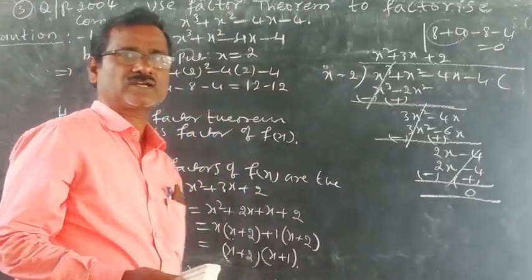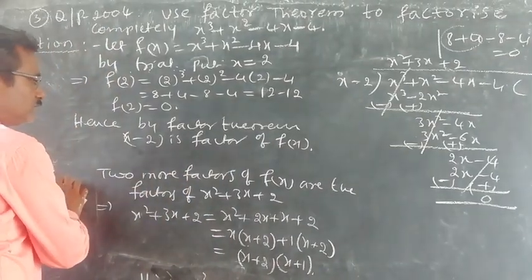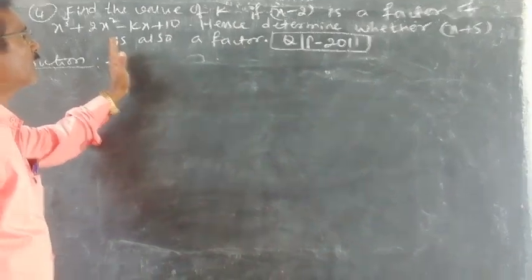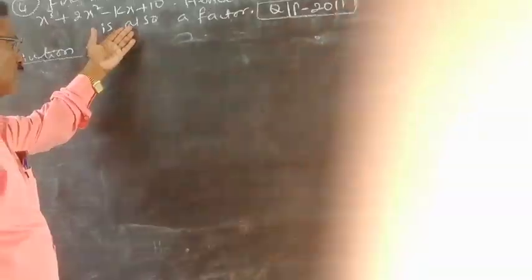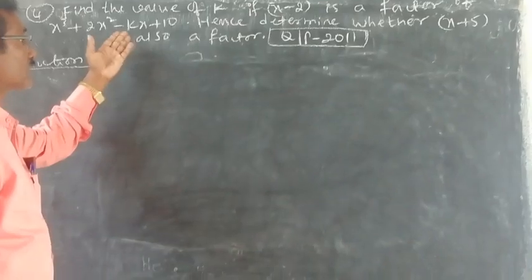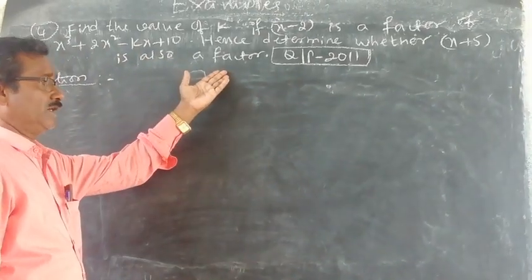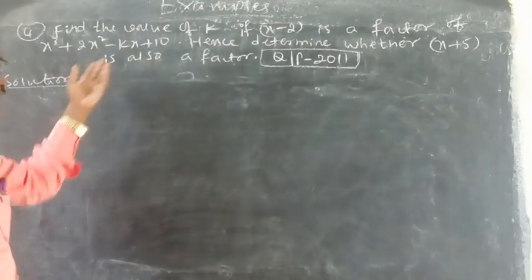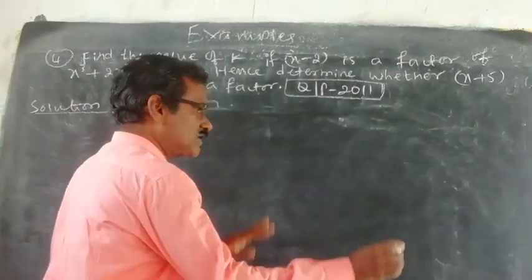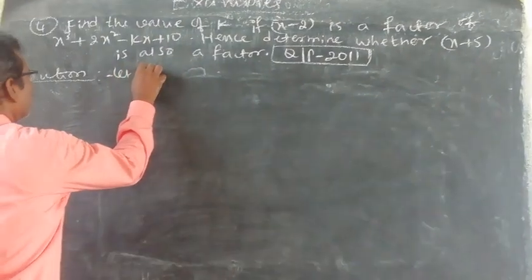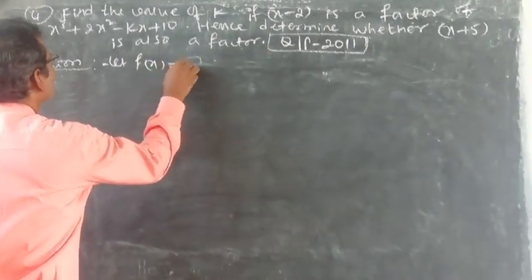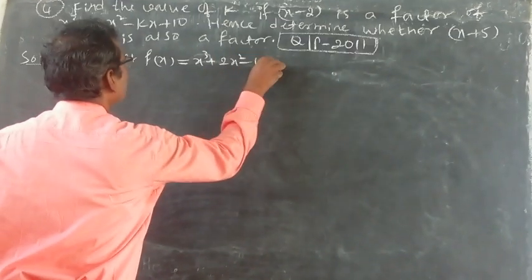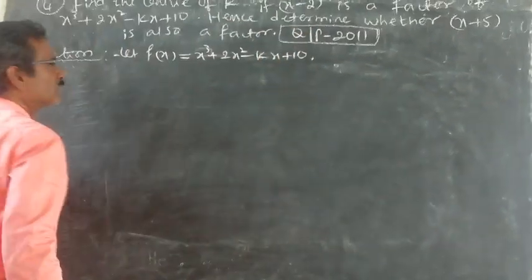Now we can move to the fourth problem. Now you see the fourth problem. Find the value of k if x minus 2 is a factor of this polynomial, and hence determine whether x plus 5 is also a factor. It is from the question paper 2011. To find the value of k, since x minus 2 is a factor, first let us take the given polynomial as f(x). f(x) is equal to x cube plus 2x square minus kx plus 10.